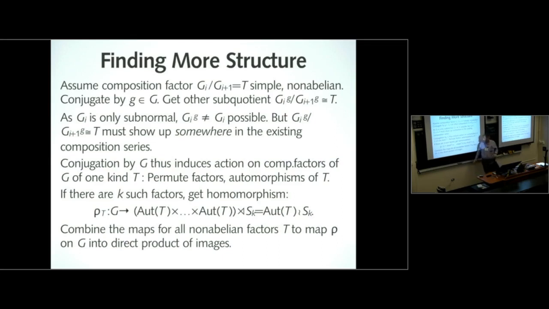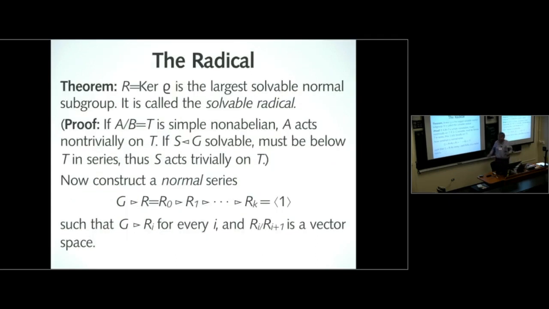So we get a homomorphism into a wreath product of the automorphism group of this simple group with a symmetric group. What does wreath product mean? Wreath product simply says you have a group, you have multiple copies of this group, and now you allow yourself to permute these copies amongst each other. So it's a very regular structure, and one can build this homomorphism, and then one can show that the kernel of this homomorphism is the largest solvable normal subgroup of the group, which is called the solvable radical.